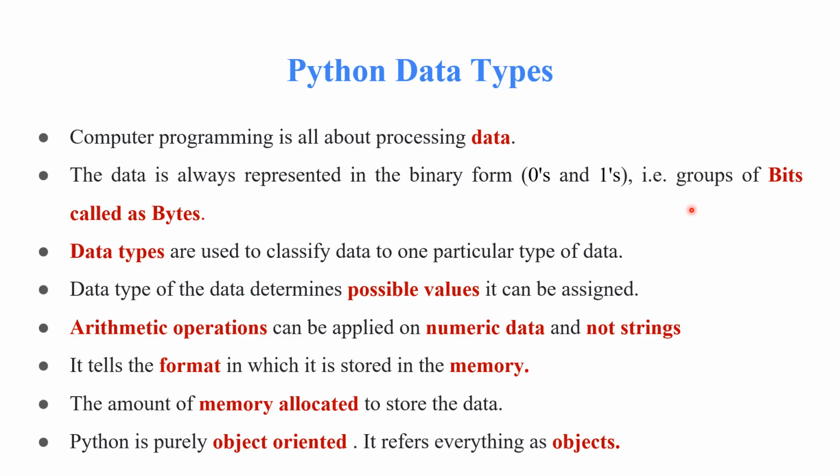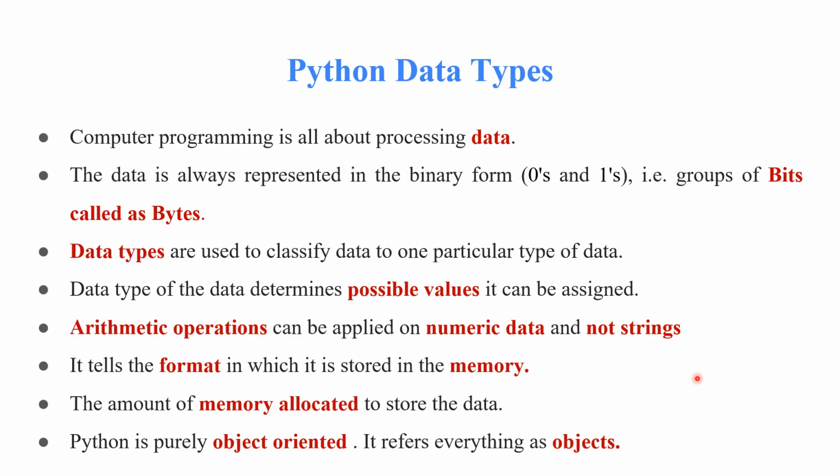What is a possible value a variable can store? That is called the data type. Suppose I have a variable called x; what kind of value can that variable store, whether it is an integer or a float? This is determined by the data type. Arithmetic operations can be applied to numeric data types and not strings. We can't add two strings.